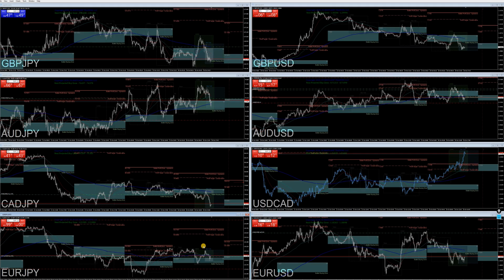I'll see how our day trades are doing. Slight bounce for the Australian yen. Pound is still pretty much in drawdown, pretty much at break even. Bounce off the daily pivot for the euro yen.